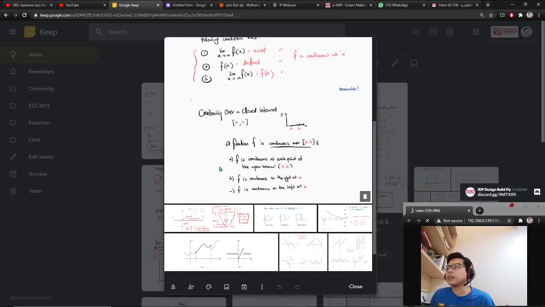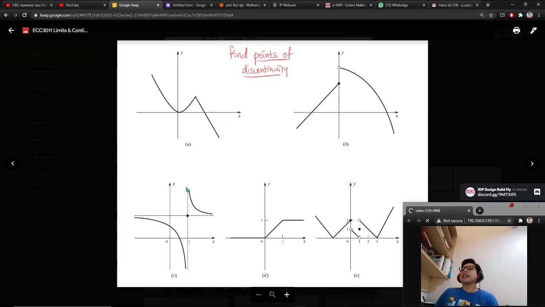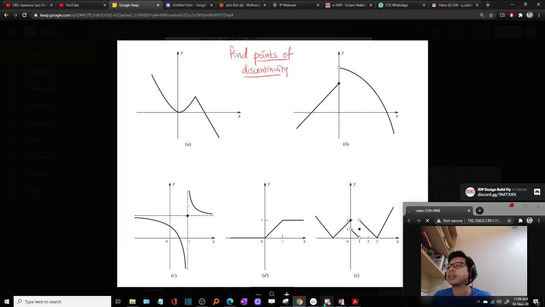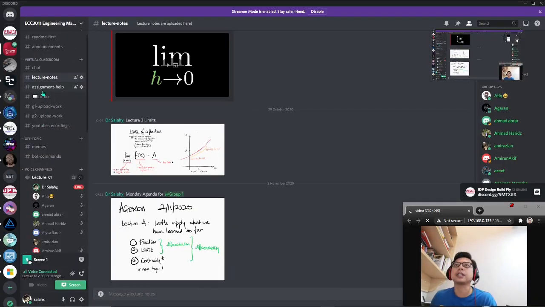Okay, so let me ask you here. I need your response here. In this case, I give you 5 plots, asking you to find the points of discontinuity. Maybe I need to copy the image and then put it in this one so that I can get your response. Let's go to assignment help.